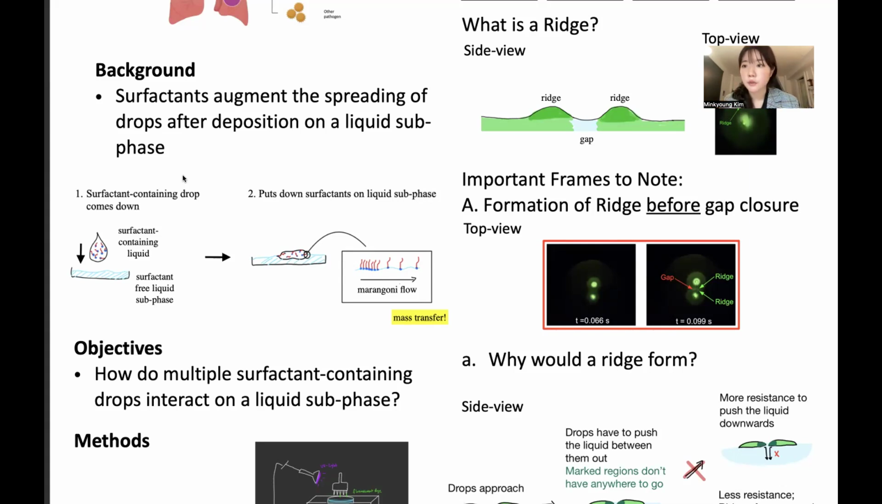Because the nature of physics wants to minimize the concentration gradient, it would induce a Marangoni flow, which is essentially a convective flow that would try to spread out the surfactants as much as possible. In this manner, we are able to achieve mass transfer, because whatever we put inside that surfactant-containing droplet would also get transferred along as the surfactants travel.